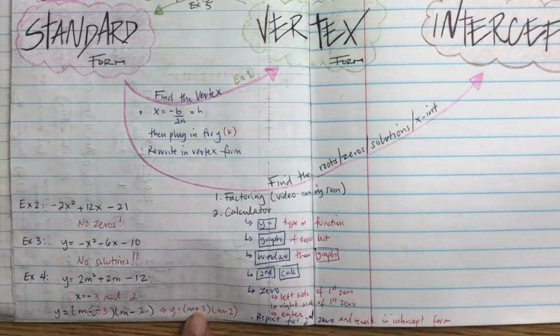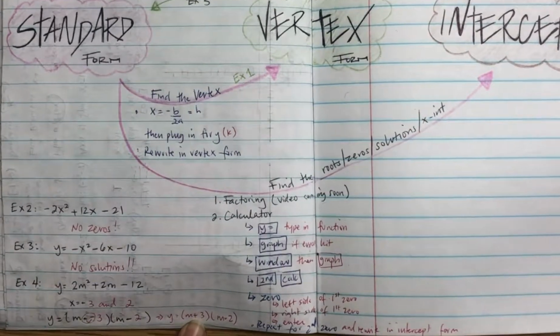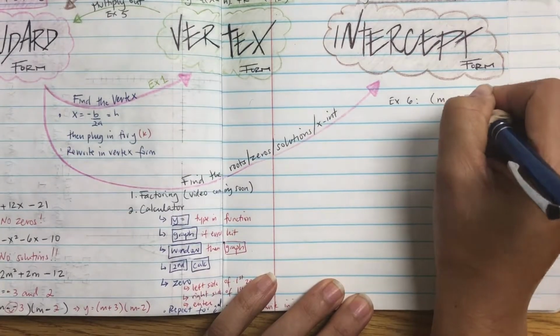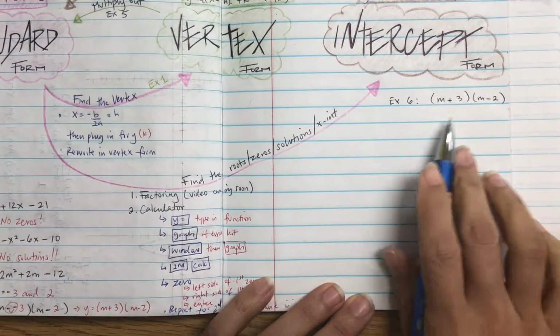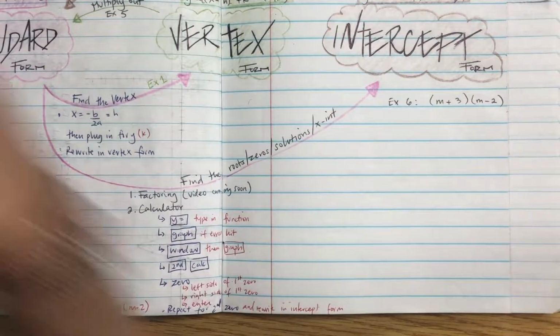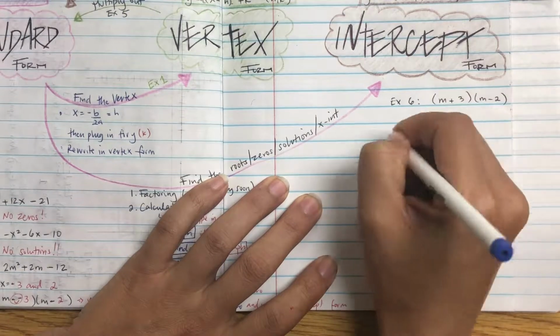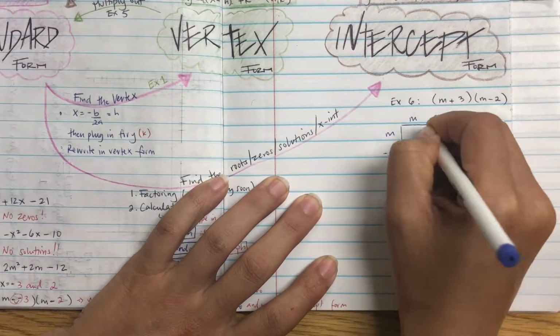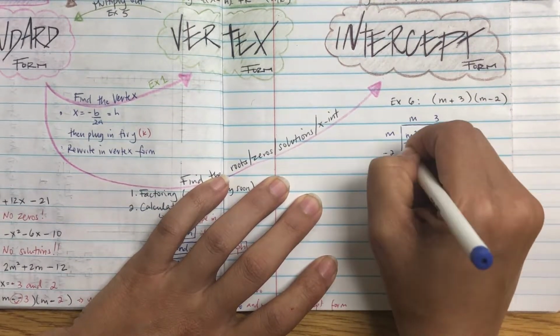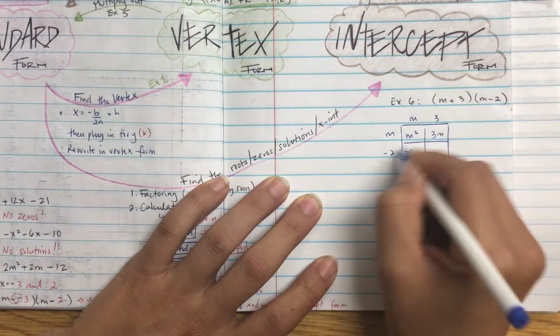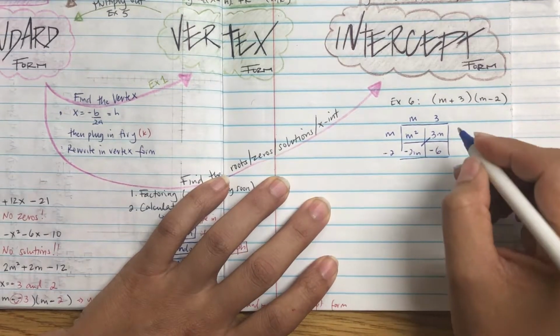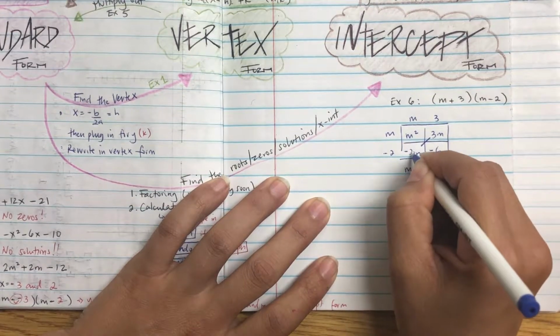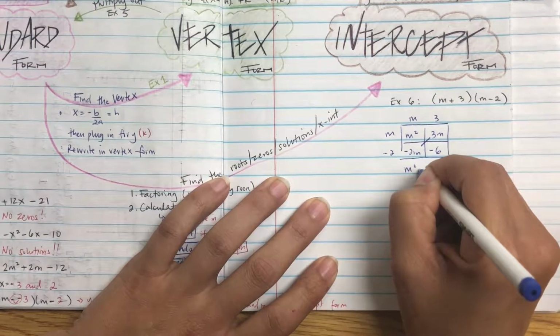Alright, so we're going to take a look at making example 4 into intercept form. So we're going to copy the question down, but remember I'd forgotten to write that 2 down. So write that 2 in front of the parentheses. I'm going to multiply those two parentheses out. So I'm going to do m plus 3 times m minus 2: m squared, then negative 2m, then 3m, then negative 6. Combine like terms, I'm going to get m squared plus m minus 6.